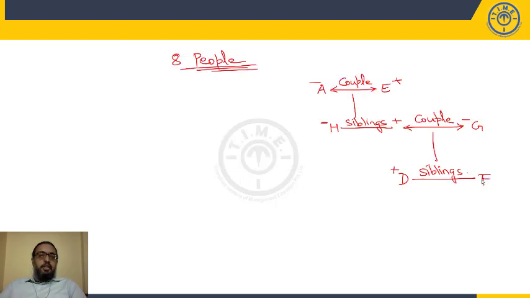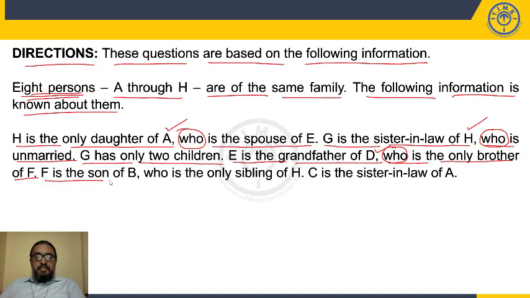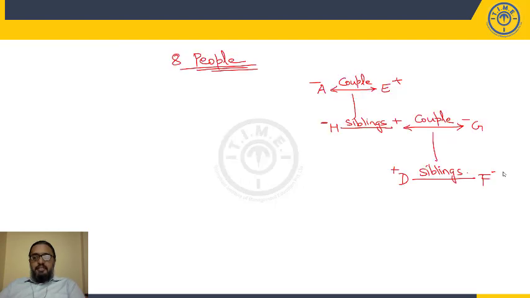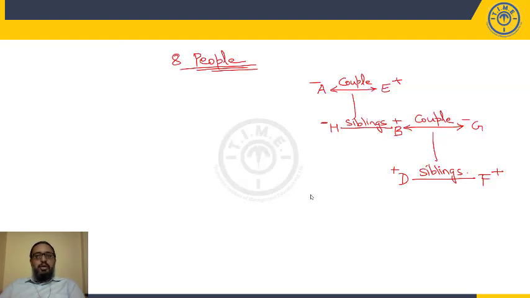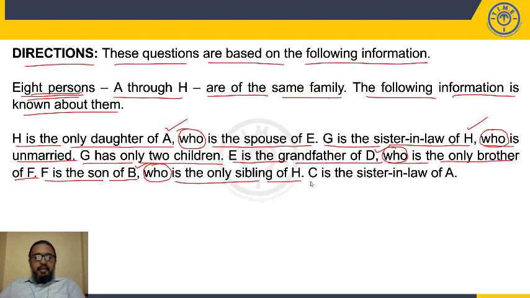Now I do not know the gender of F for now. Then F is the son of B. Now I know the gender. F is a son to B. That means B will be the brother of H and a husband to G. Who means again the second person, that is B, is the only sibling of H. B is the sibling to H. And finally, C is the sister-in-law of A.